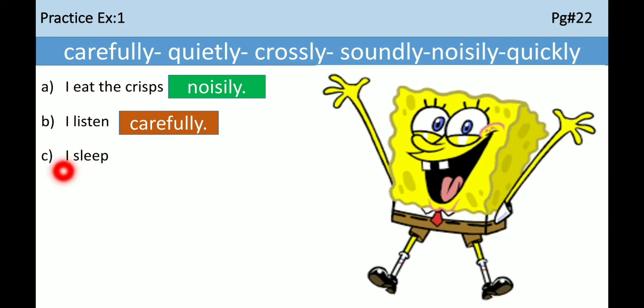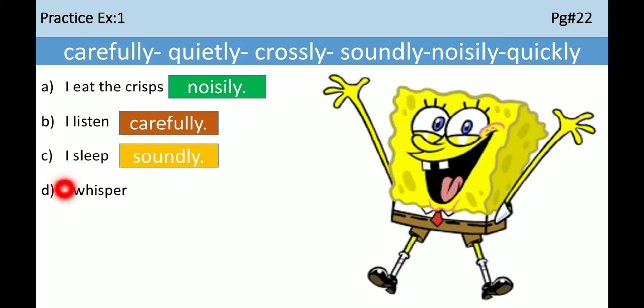I sleep. What should come here? I sleep crossly. Crossly means angrily. No. Soundly. Soundly means deeply. Yes, soundly is the correct answer. I sleep soundly. I sleep soundly means I sleep deeply. I don't wake up in the middle. Okay?